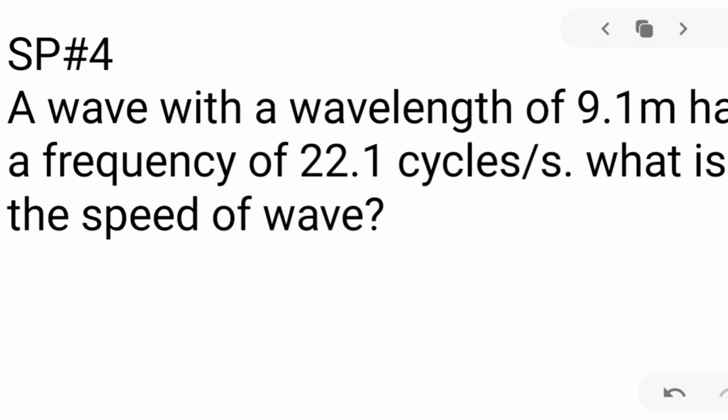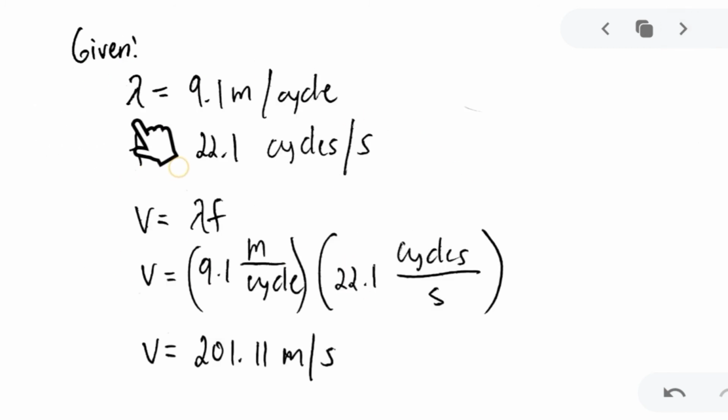Sample problem number 4. A wave with a wavelength of 9.1 meters has a frequency of 22.1 cycles per second. What is the speed of the wave? So you have here the given wavelength, 9.1 meters per cycle. Frequency is 22.1 cycles per second.